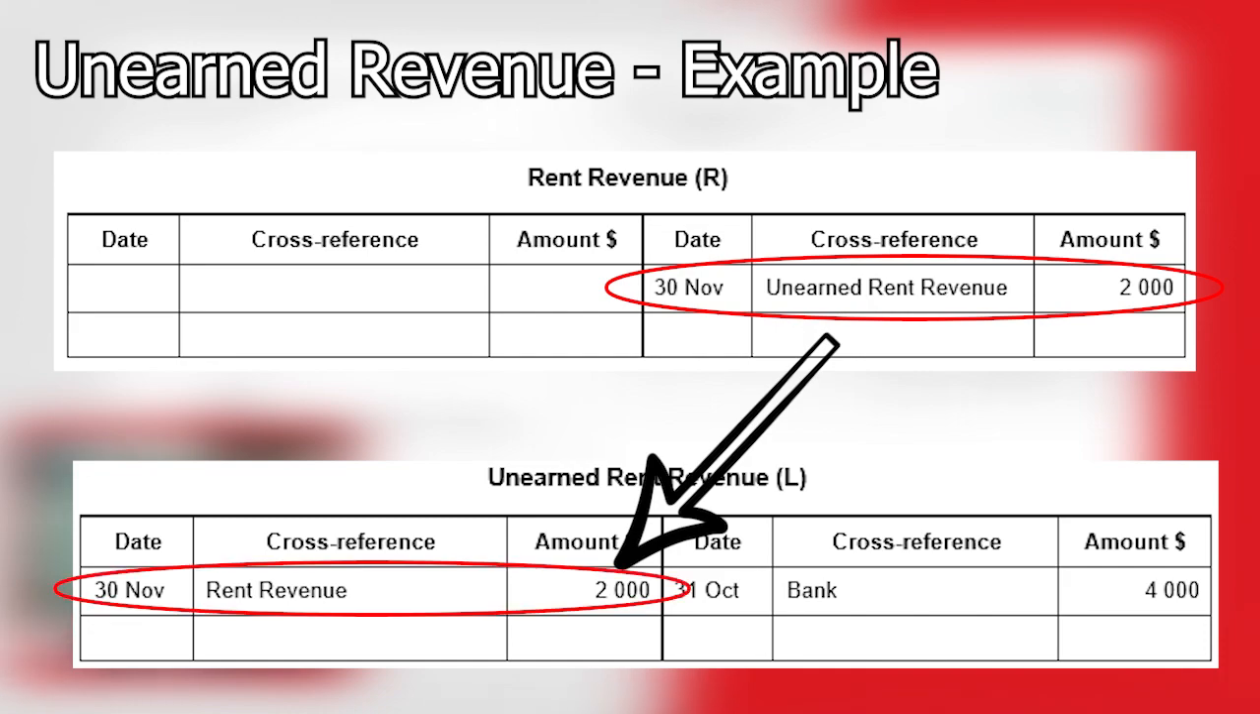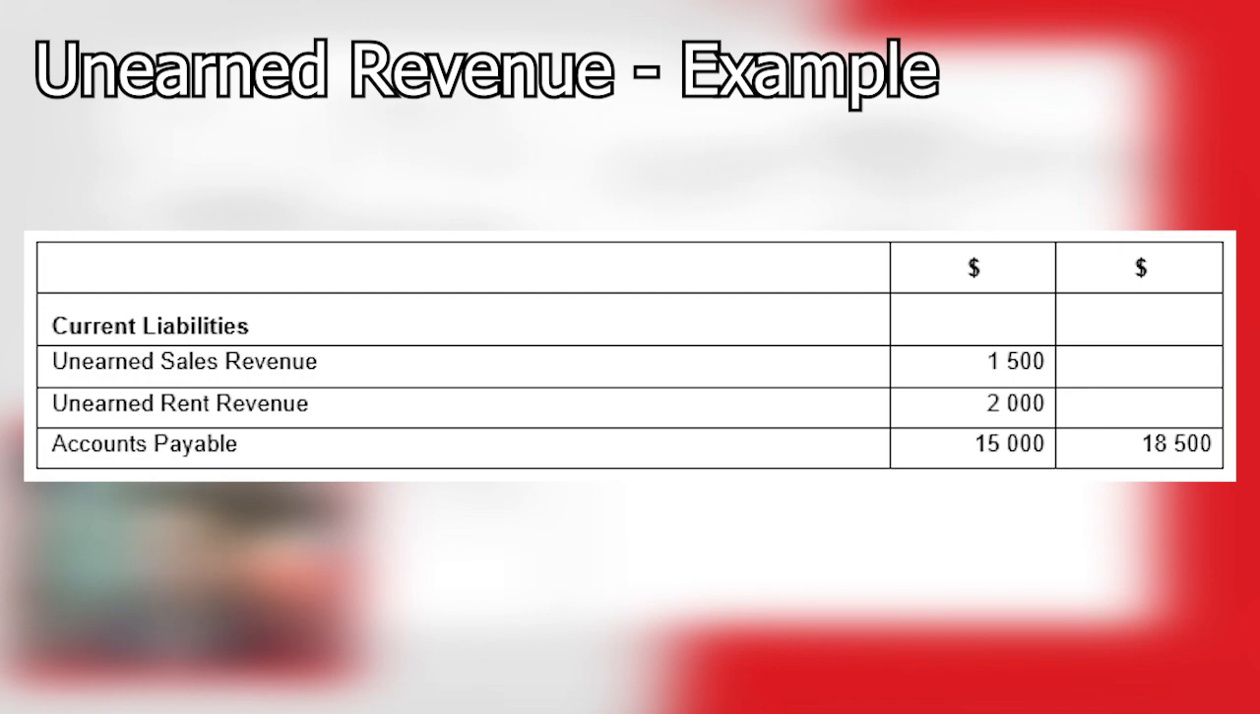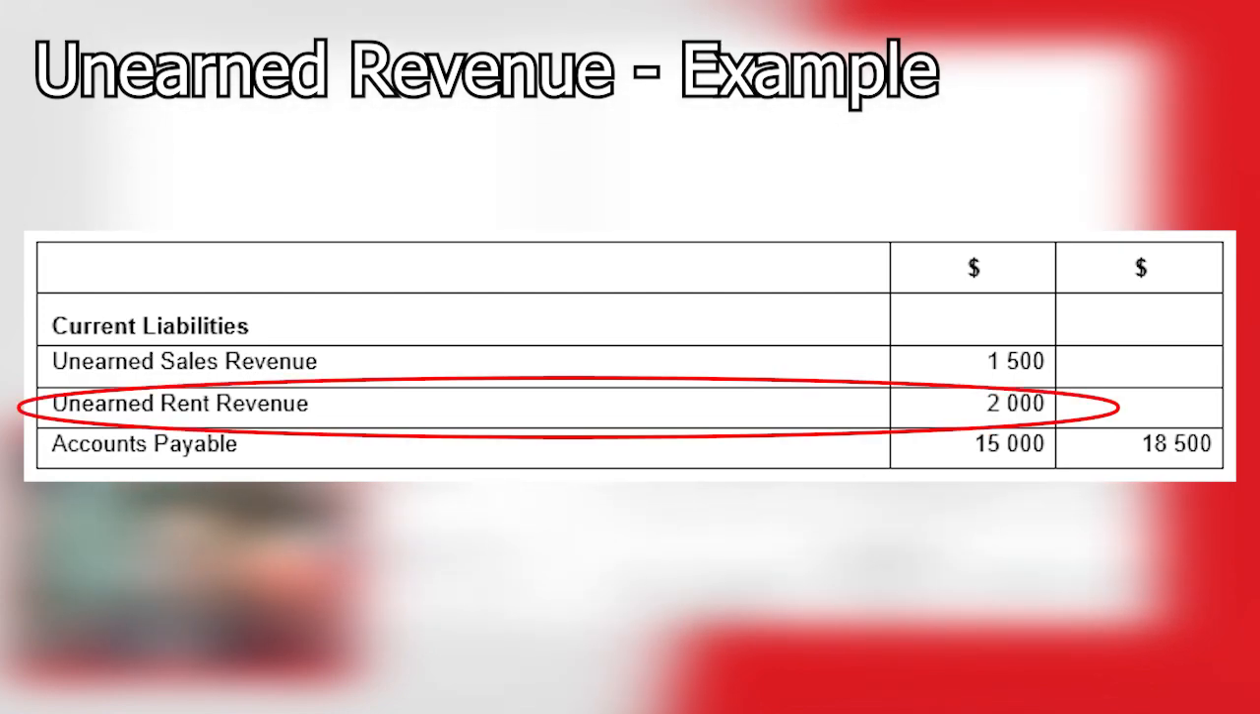So the balance of that unearned rent revenue is 2,000. And again, on the balance sheet, that will display as such where it's in the current liabilities. So that's the balance day adjustments for any unearned rent revenue.